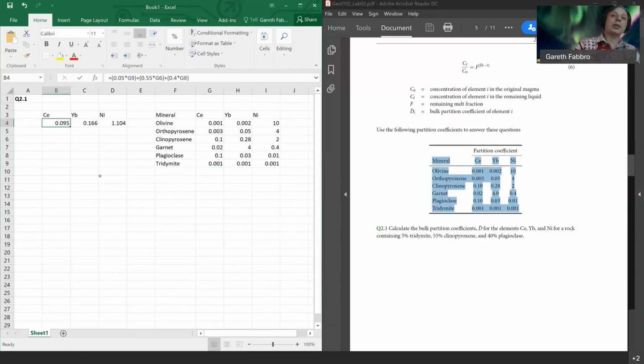If this had come up as 10 or 0.0001, we would think, hang on a minute, that doesn't seem right because it doesn't match the partition coefficients we have here. It's very different. So maybe I've done something wrong, and then you go back and check. So whenever we do any calculation, we do that sanity check.